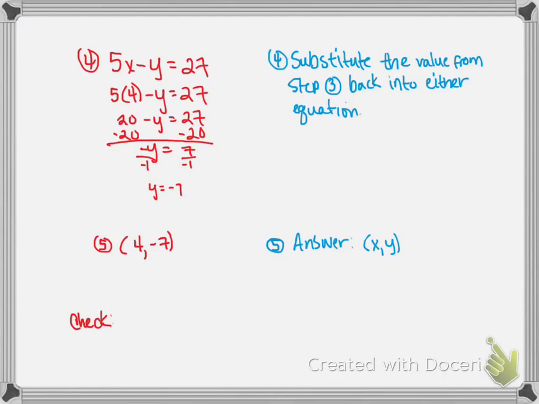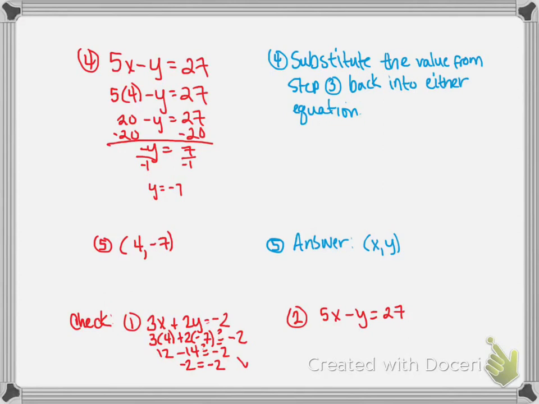We can check again by substituting 4 in for x and negative 7 in for y into both equations and seeing if the equations are true. So our first equation, 3x plus 2y equals negative 2. Substitute 4 in for x, negative 7 in for y. Does 3 times 4 plus 2 times negative 7 equal negative 2? 12 minus 14, does that equal negative 2? Yes, it does, so it checks out.